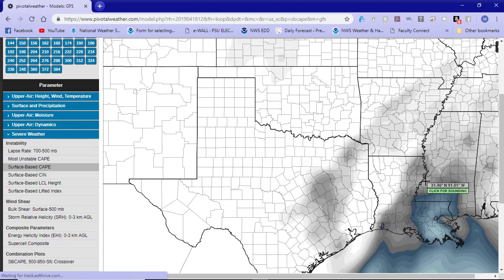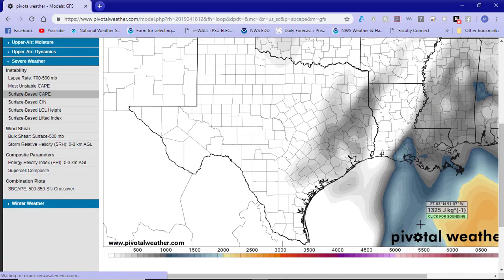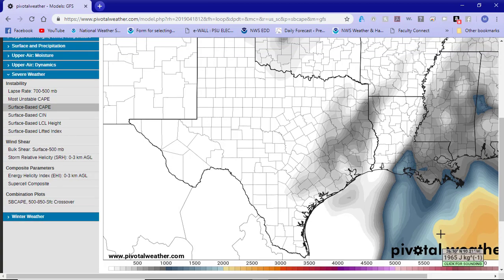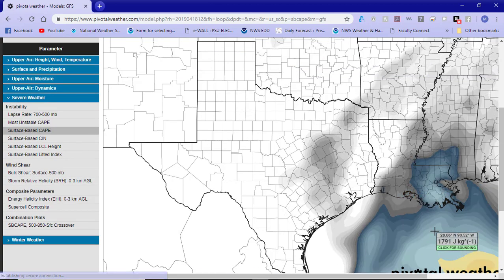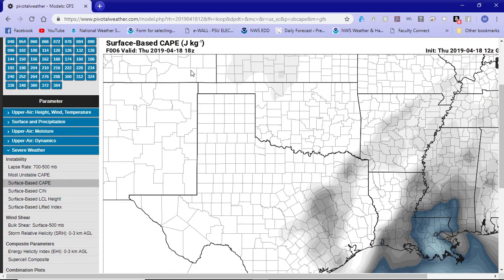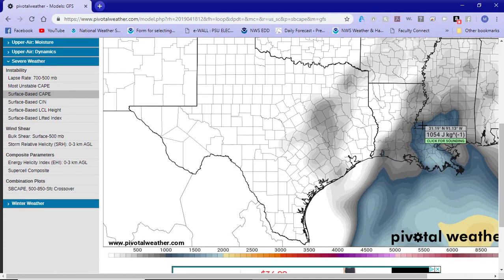Now let's move this forward here, and we can see how CAPE values change. Down here on the lower end would be about 500, and on the upper end would be over 9,000. If you move this through a little bit, you can see here by Thursday at 18Z all the different values of CAPE.